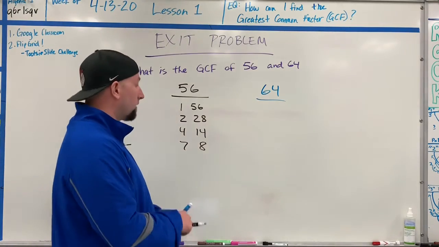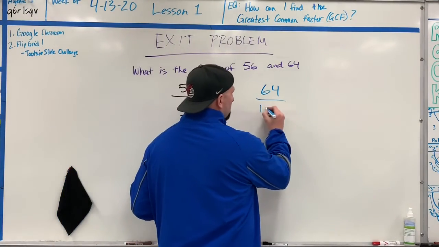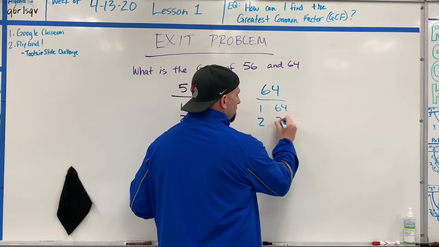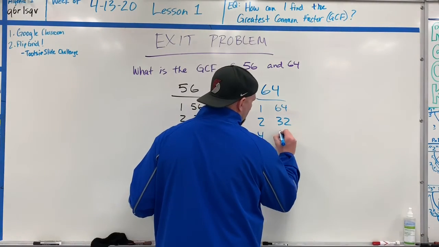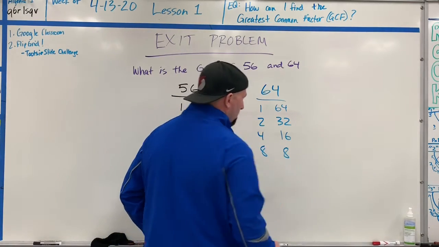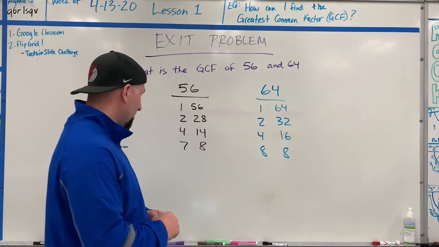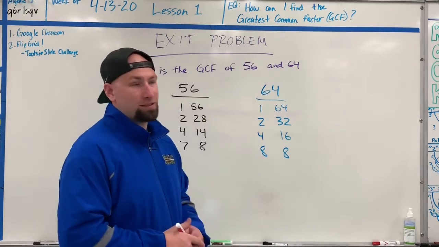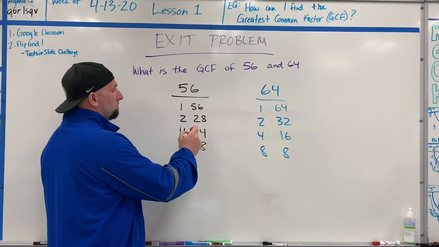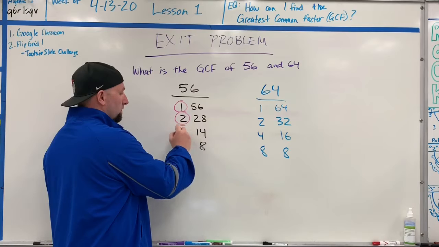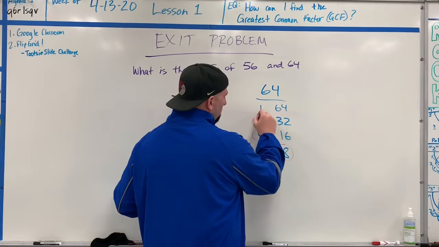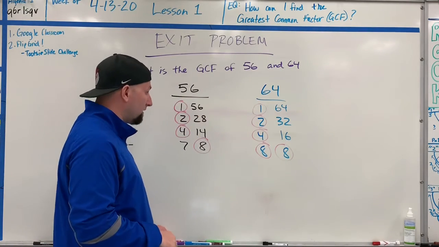So there's that. Okay, now let's go 64. So you got 1, 64. Half of 64 is 32, so 2, 32. 4, 16. Last one would be 8 and 8. Okay, so now what we're going to do is circle all of the common factors. So we'll go 1, 2, 4, 8. That's it. 8, 4, 2, 1. So what's the greatest common factor?